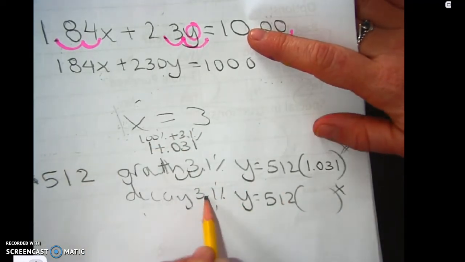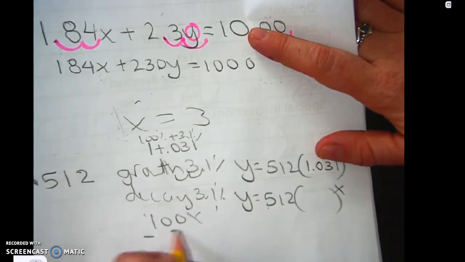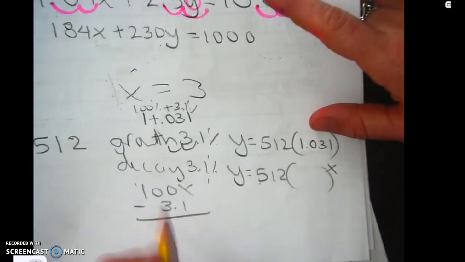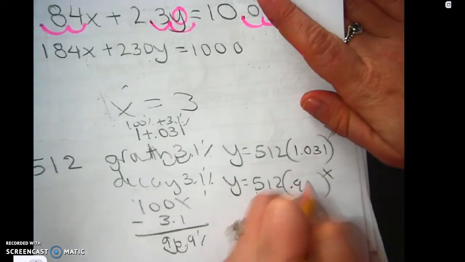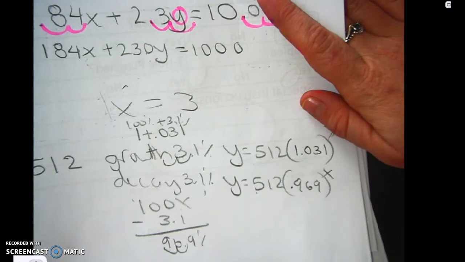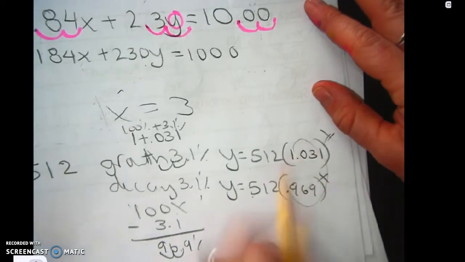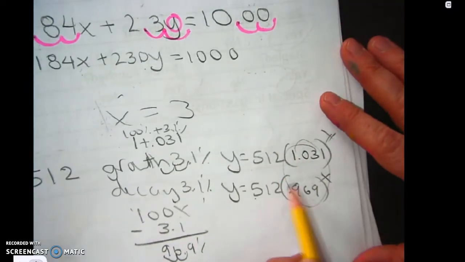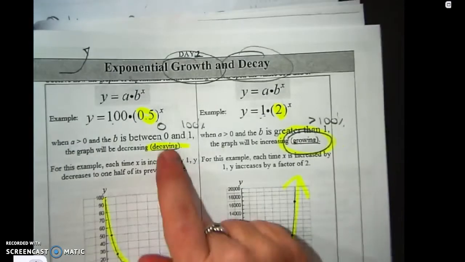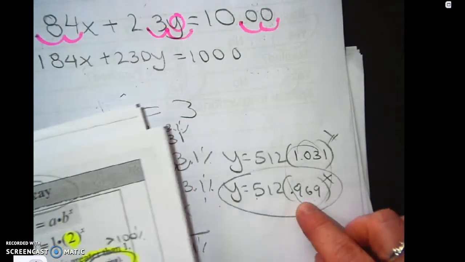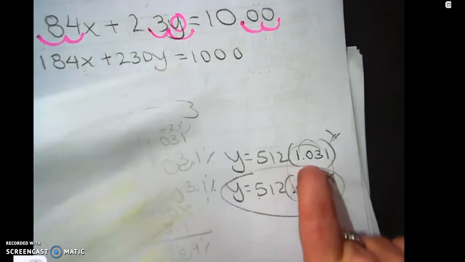If I decay, I'm going to have less than $512. So I'm really going 100%, I do my percents backwards, minus 3.1%, which is 96.9%, or 0.969 as a decimal, okay? Just so you can kind of understand the differences. So that's why it's never negative in here. You end up with negative money when you lose money and lose money and lose money. This is decay. Decay is anything between 0 and 1. 0.96 is between 0 and 1. But growth is everything greater than 1. Greater than 100%, that's the growth.